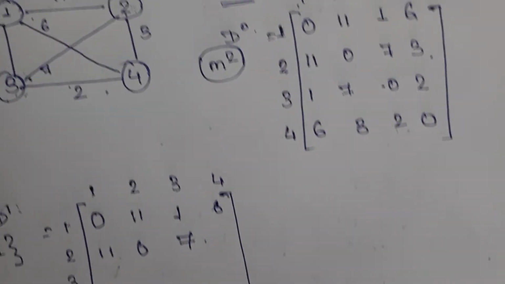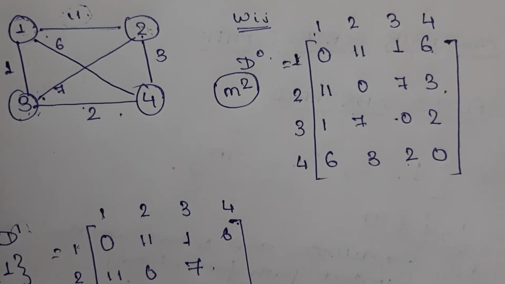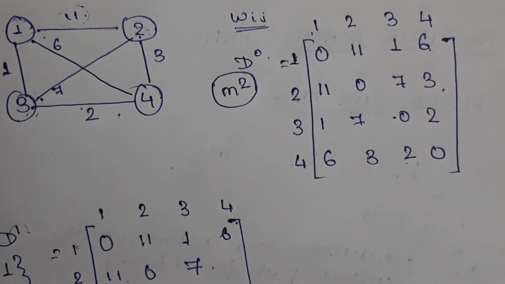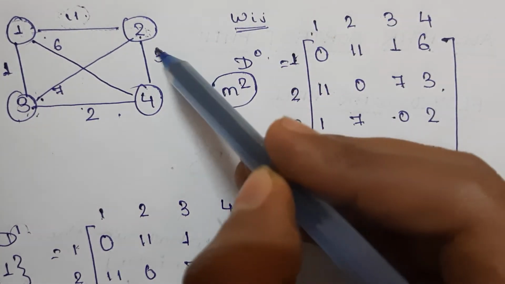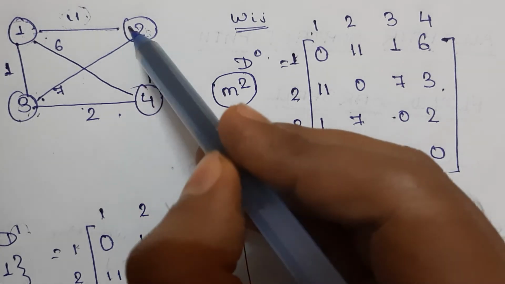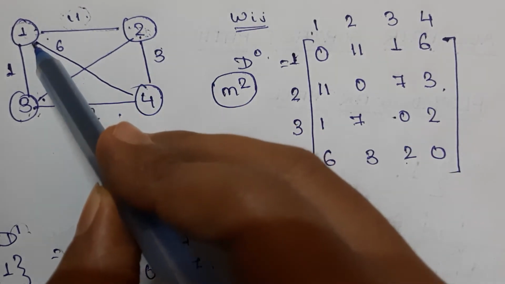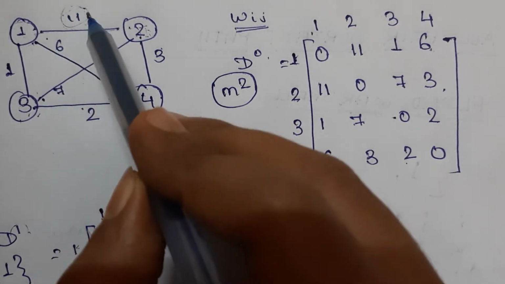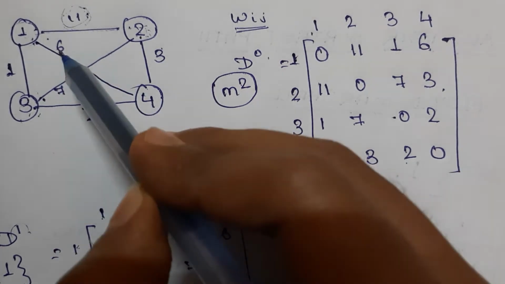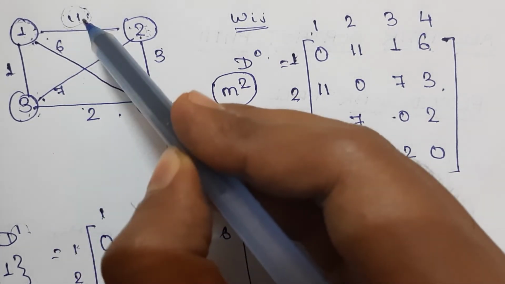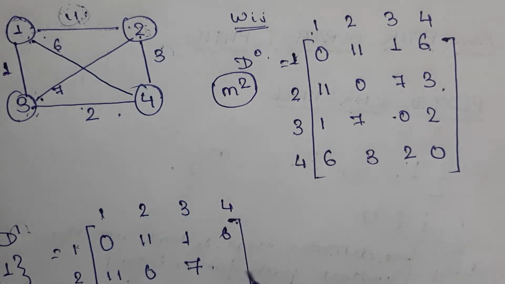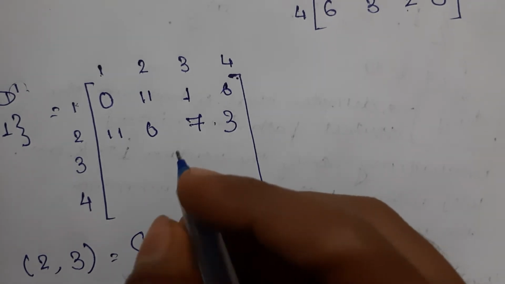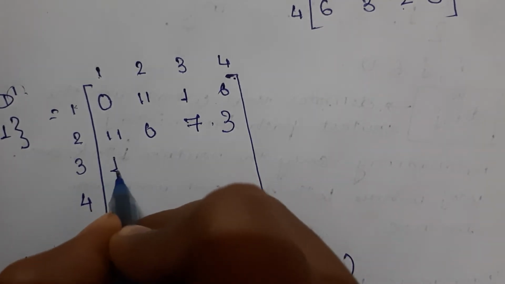After practicing one or two problems, you can do it verbally, right? 2 to 4. What is the direct weight? 3, right? And if we take 1, 2 to 1 is 11, and 1 to 4 is 6, right? Then the total weight is 17. Which one is less? It's 3, right? So here it comes 3. Similarly, I am writing it. You can practice it yourself.